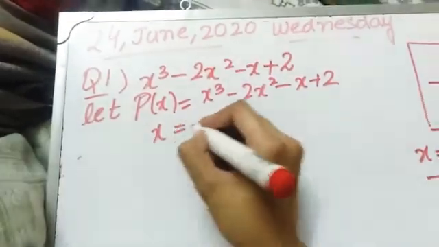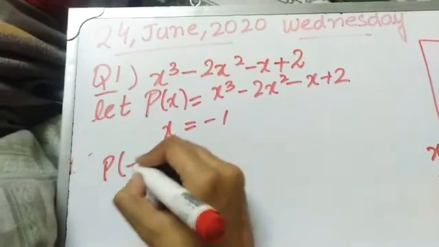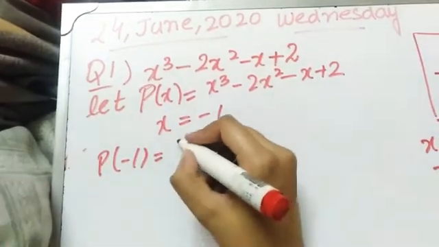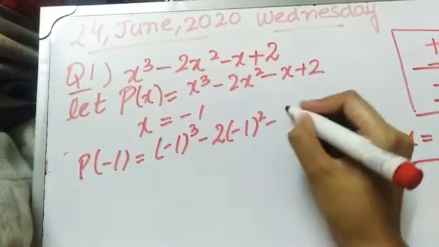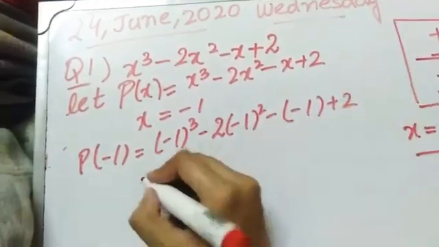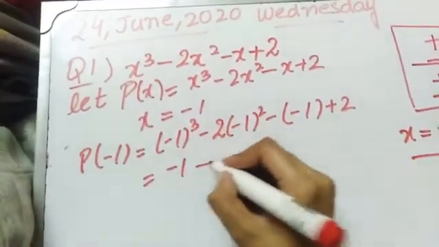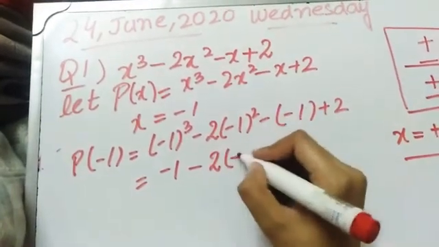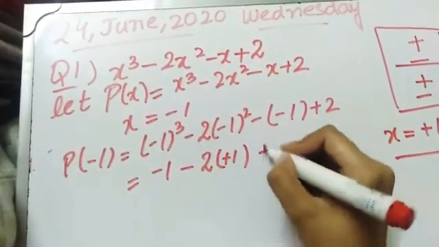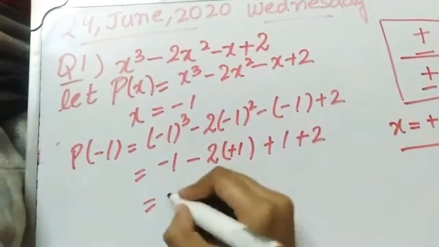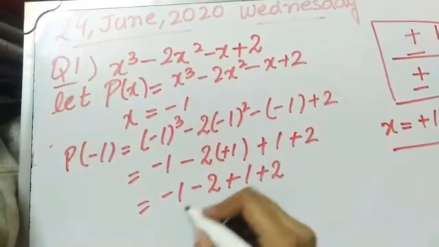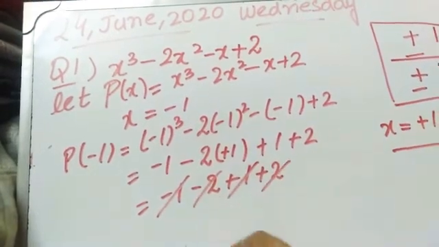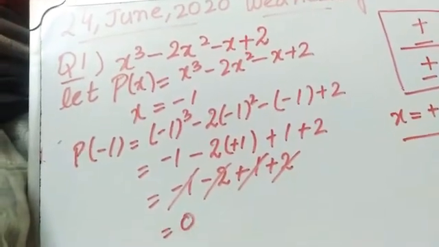Now I will take x equals minus 1. So it will be p of minus 1: minus 1 cube minus 2 times minus 1 whole square minus minus 1 plus 2. Minus 1 cube is minus 1, minus 2 times minus 1 square is minus 2, minus minus is plus, so minus 1 minus 2 plus 1 plus 2. So minus 1 and plus 1, minus 2 and plus 2. So the remainder is 0.